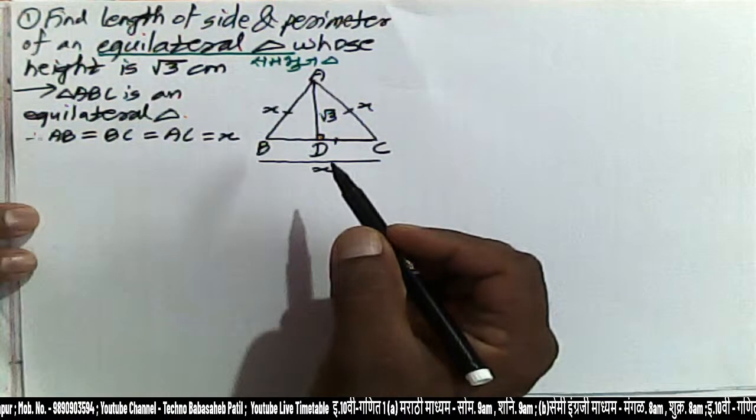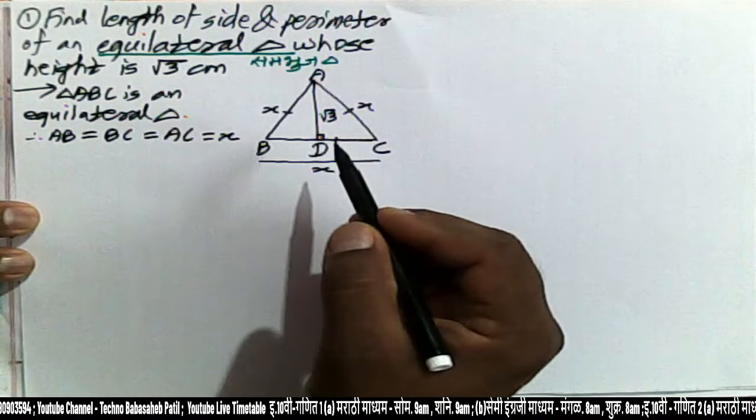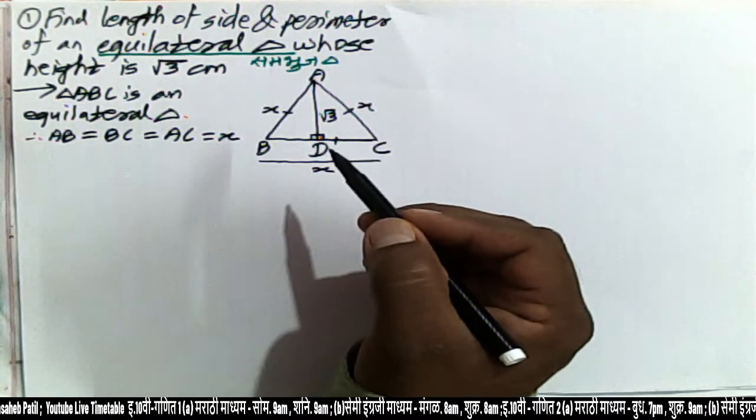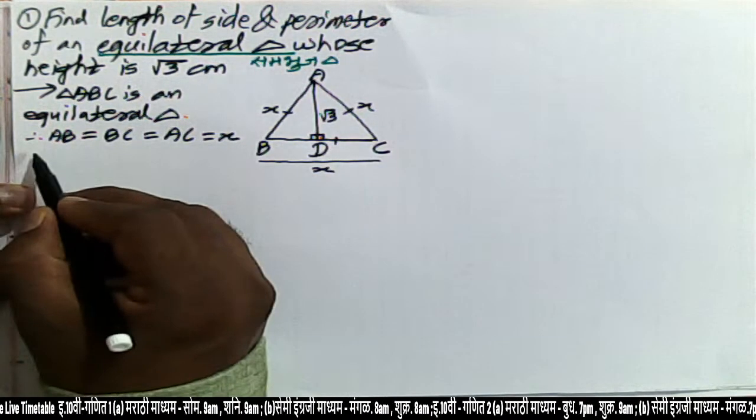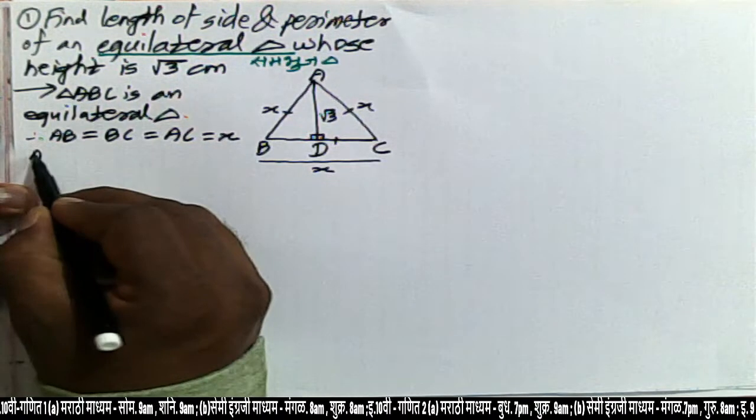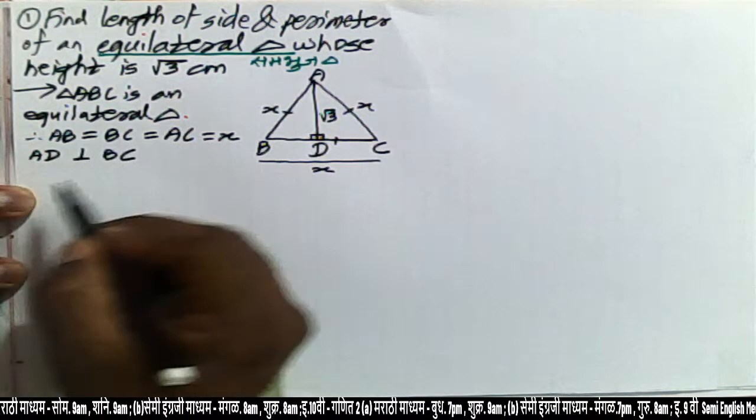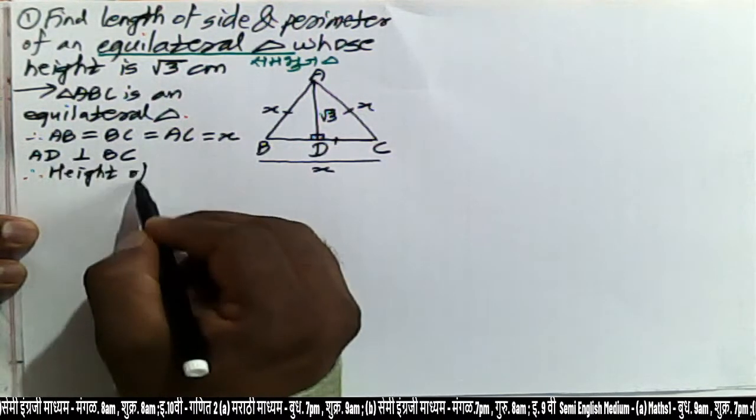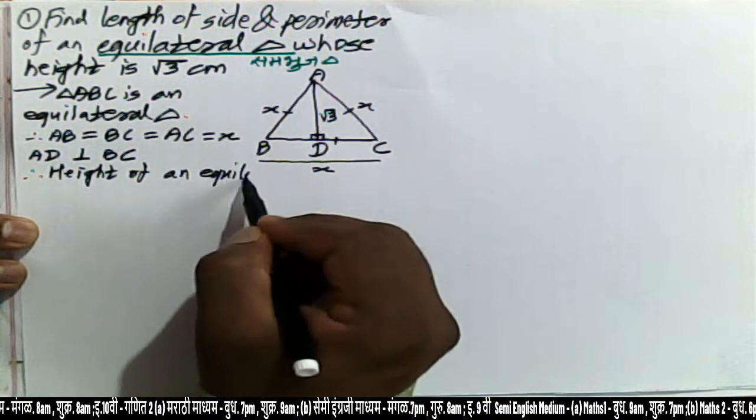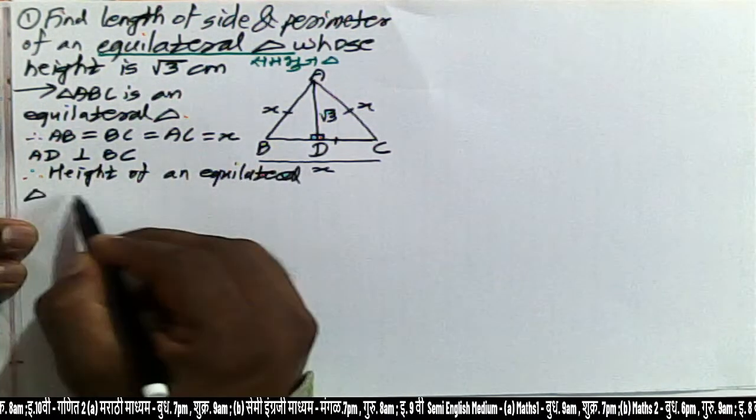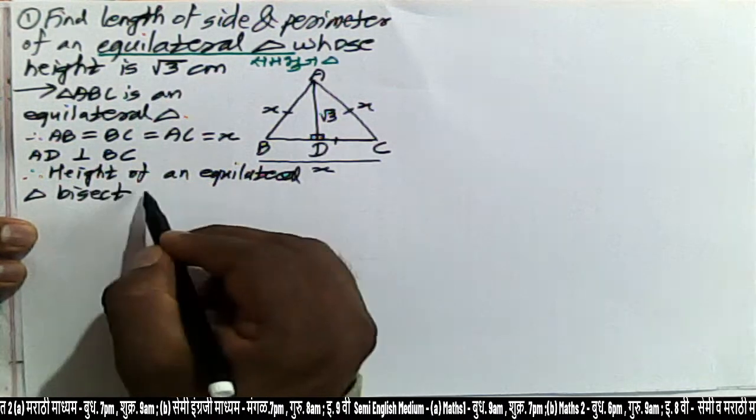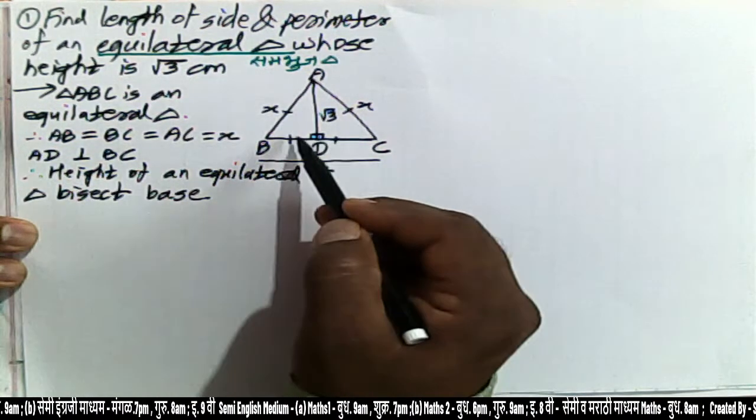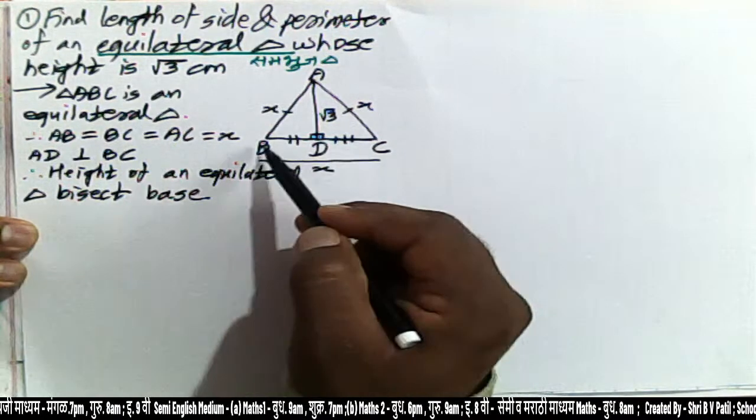Then here height is perpendicular to BC. AD is perpendicular to BC and therefore the height of an equilateral triangle bisects the base. That height bisects the base means which parts are congruent?